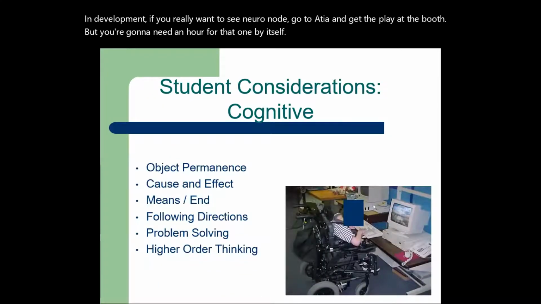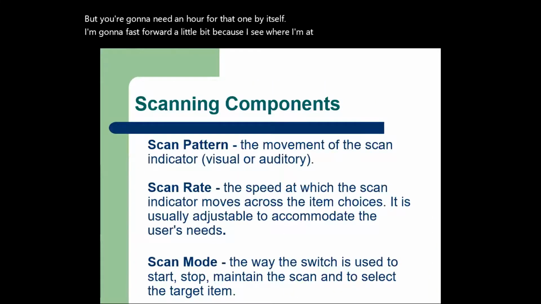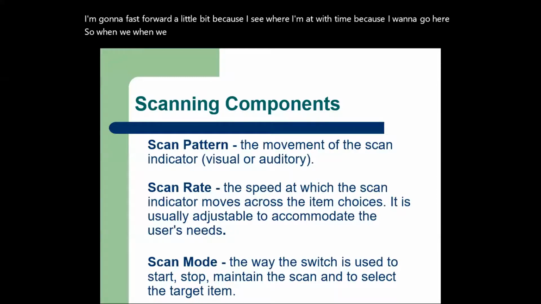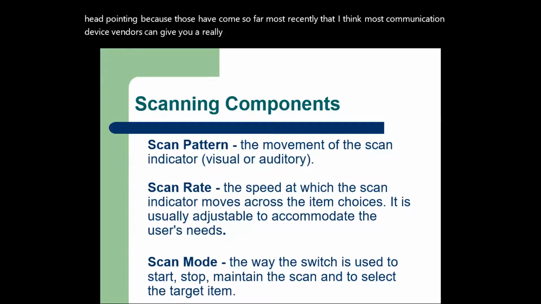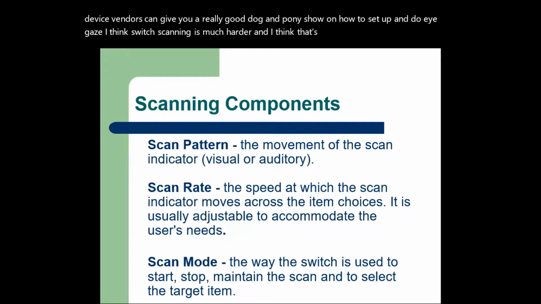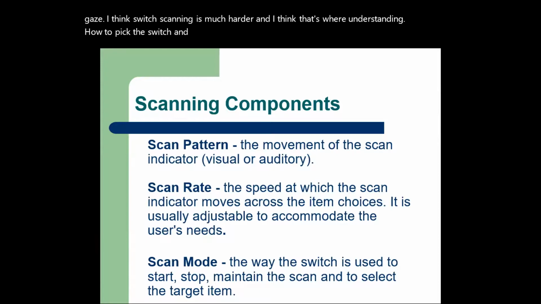I'm going to fast forward a little bit because I see where I'm at with time. When we talk about alternate access, I'm not spending a ton of time on eye gaze or head pointing because those have come so far most recently that I think most communication device vendors can give you a really good dog and pony show on how to set up and do eye gaze. I think switch scanning is much harder. And I think that's where understanding how to pick the switch and the scanning rate and the scanning pattern is important. So I want to spend just a little bit more time here.